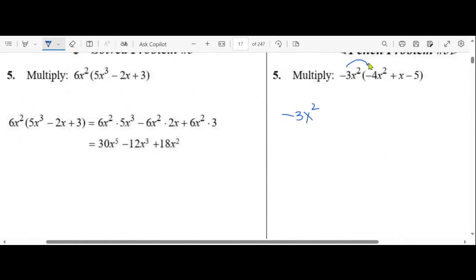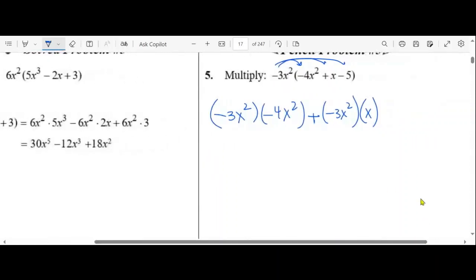I have to distribute this how many times? 3 times. So I'm going to do it slowly, okay? So negative 3x squared times what? Negative 4x squared. Plus negative 3x squared times what? Times x. Okay? And then the last one is plus negative 3x squared times what? Negative 5. Is this clear?